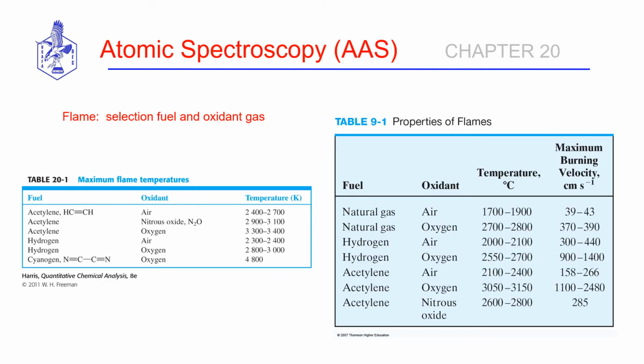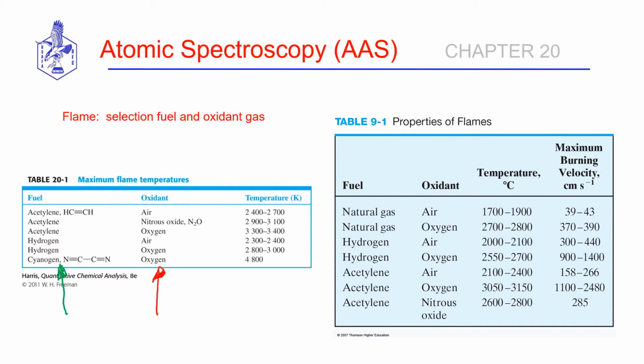So when we're doing our flame methods, either atomic absorption or atomic emission, these are the most common oxidant and fuel gases that are used. The table to the left comes from your Harris textbook. So here are your common fuel gases. As you'll see, acetylene is very common, hydrogen or cyanogen, and common oxidant gases: air, nitrous oxide, oxygen, etc.